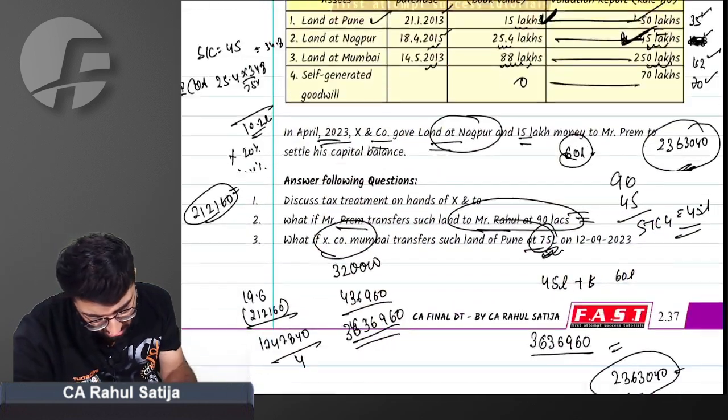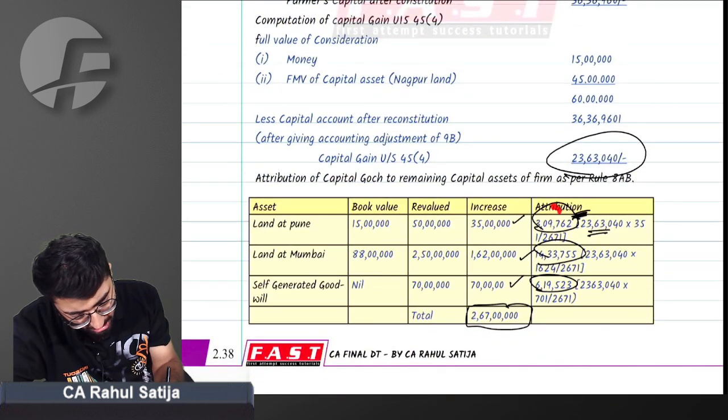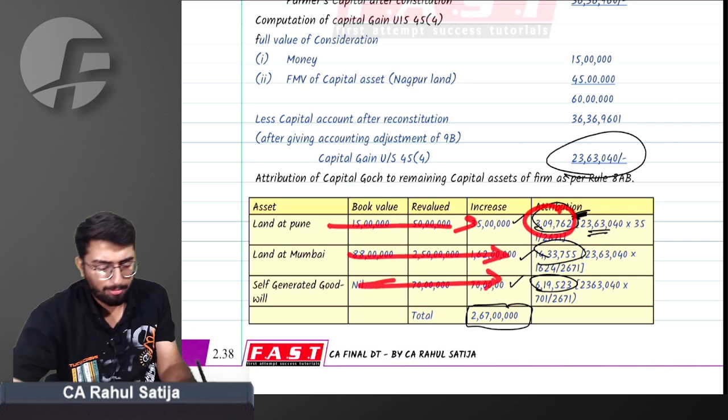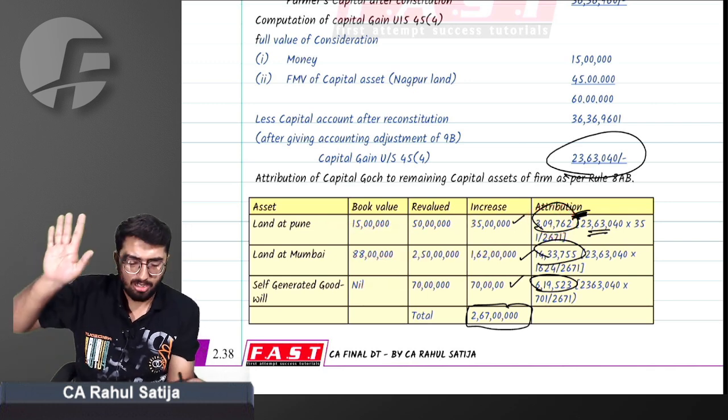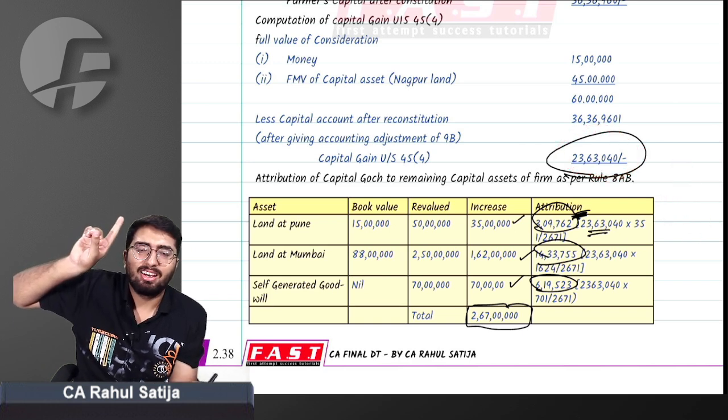Now what happens? Just listen. We are apportioning capital gain to different assets. Correct. This 23 lakh capital gain is being apportioned to different assets.